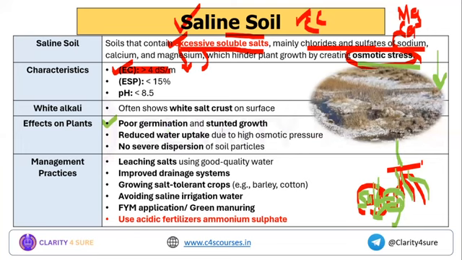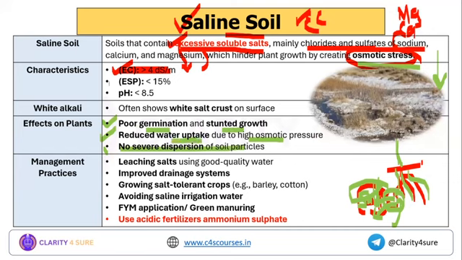Poor germination, stunted growth, because they are not getting enough water. Reduced water uptake, as the water is flowing reverse, right? The water movement is reversed because of the high concentration of salt outside the root, due to high osmotic pressure. And there is no severe dispersion of the soil particles. Let's keep this point for later. Just remember: poor germination, stunted growth, and reduced water uptake.